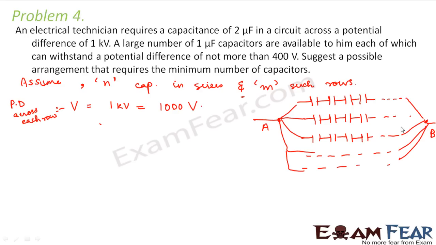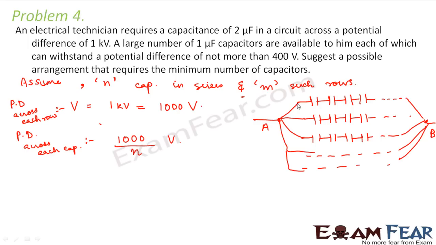So across each of the rows, this is the potential difference. Now what will be the potential difference across each capacitor? If the potential difference along this row is 1000 and there are n capacitors in one row, the potential difference across each capacitor will be 1000 by n volts, right?